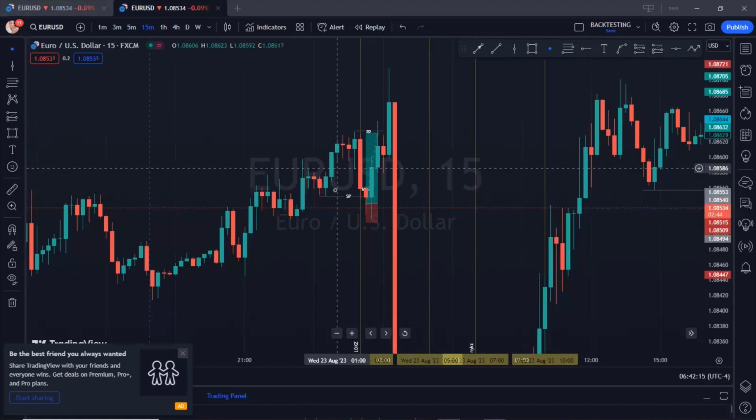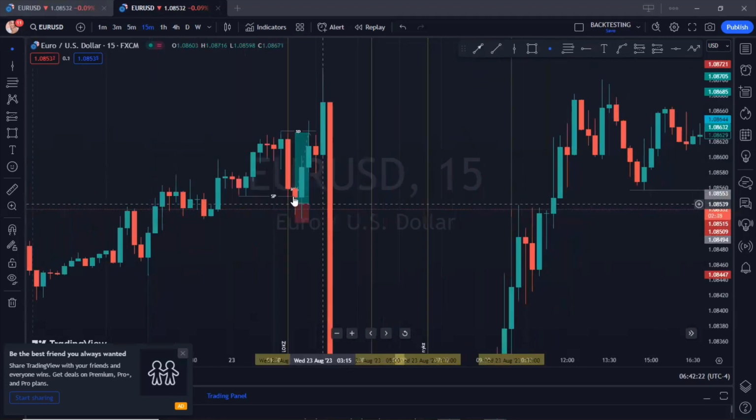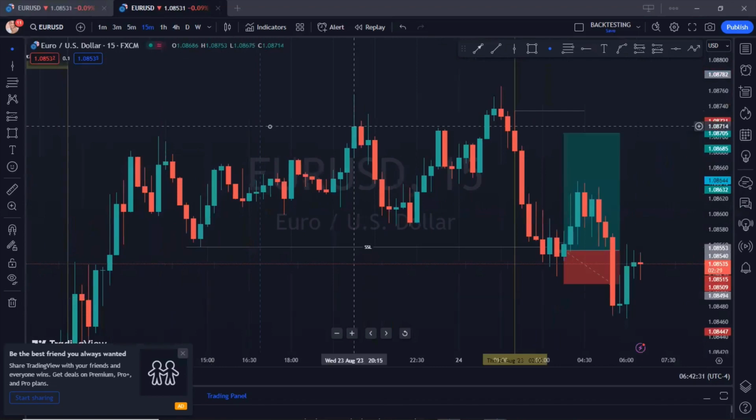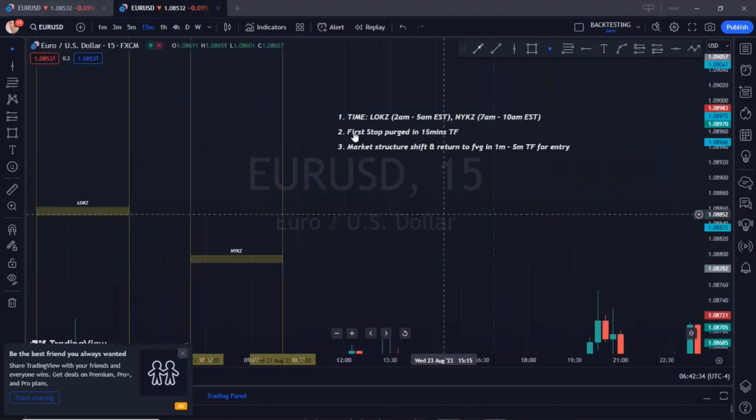Once a stop is purged, that is because there are sets of stops resting below here. So once the swing low is taken, then what do you need to do? You then go to the entry time frame. So the second criteria is to wait for your trading time. Once your trading time has been reached, then you go to 15 minutes. You'll be waiting for a swing point, a high or a low, to be taken.